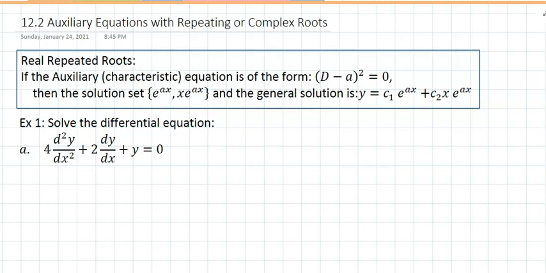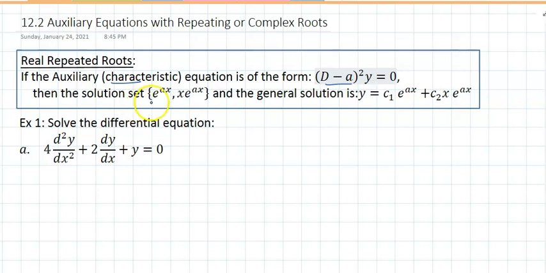12.2 talks about auxiliary or characteristic equations with repeated or complex roots. So we start with the repeated roots first. If we're talking about a repeated root in which the auxiliary or the characteristic equation is of the form (D minus a) squared operating on y equals 0.